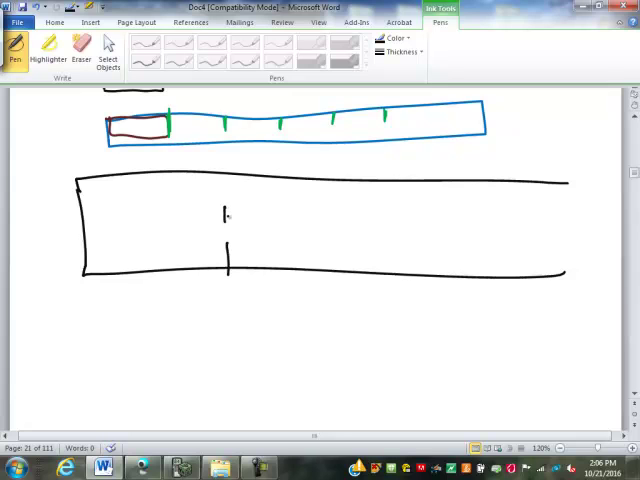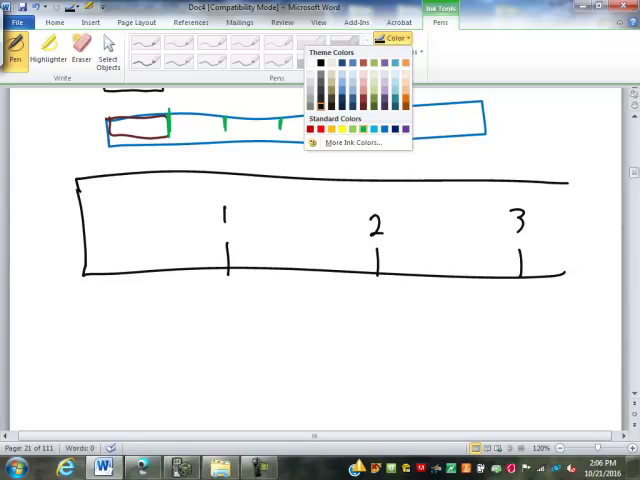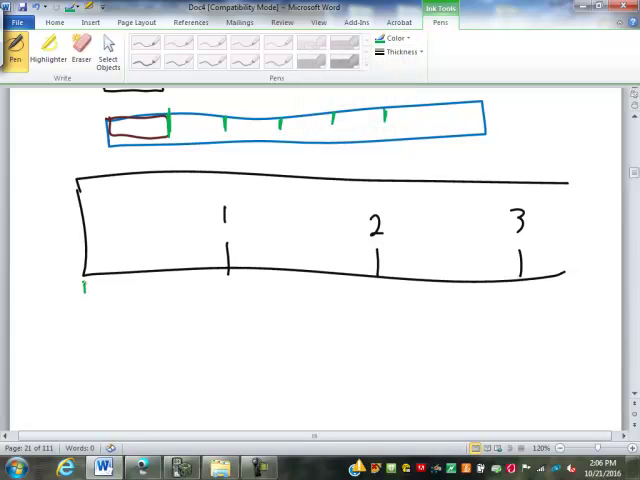So let's say we have a ruler like this. Pretend these are evenly spaced. And let's take 2 objects here. Using the ruler, we'd line up the object with the 0 end of the ruler, and we'd see where it ended on the ruler.